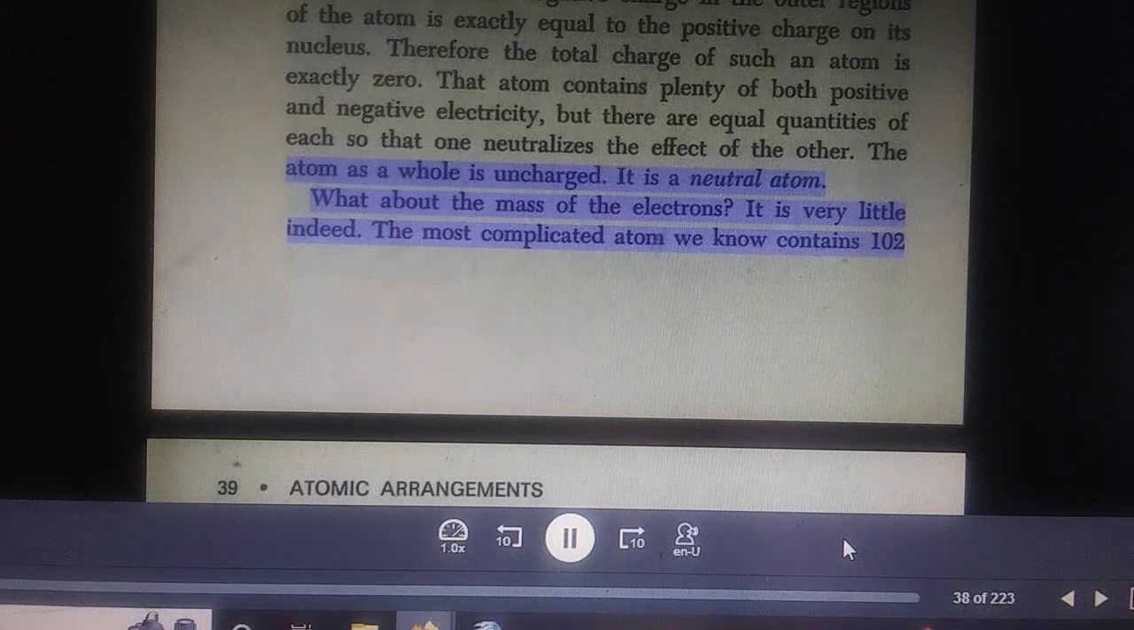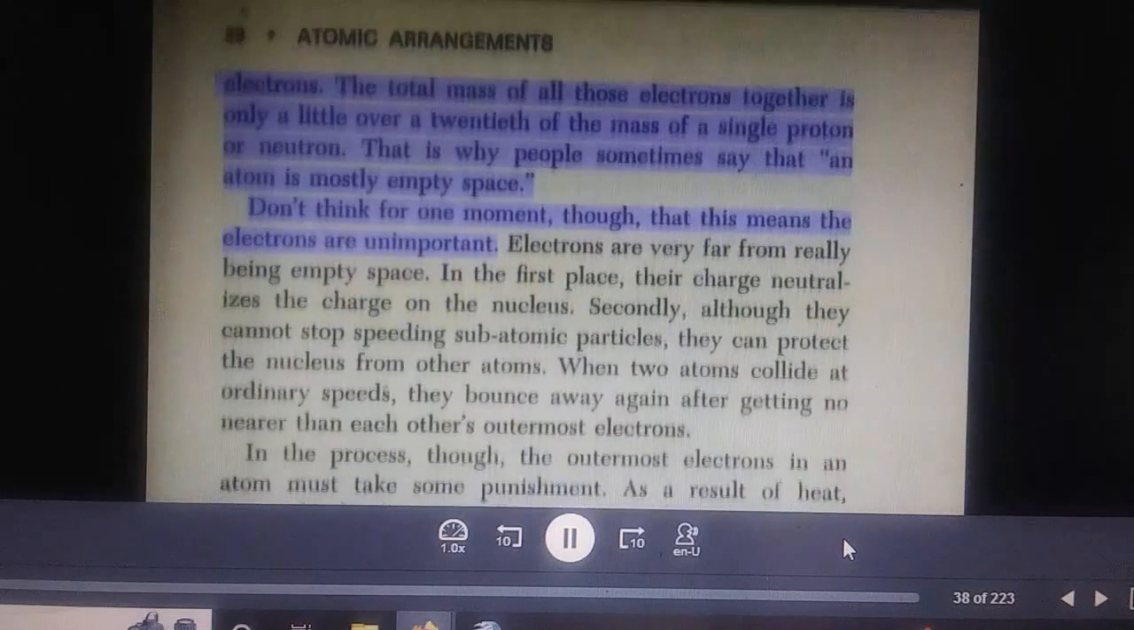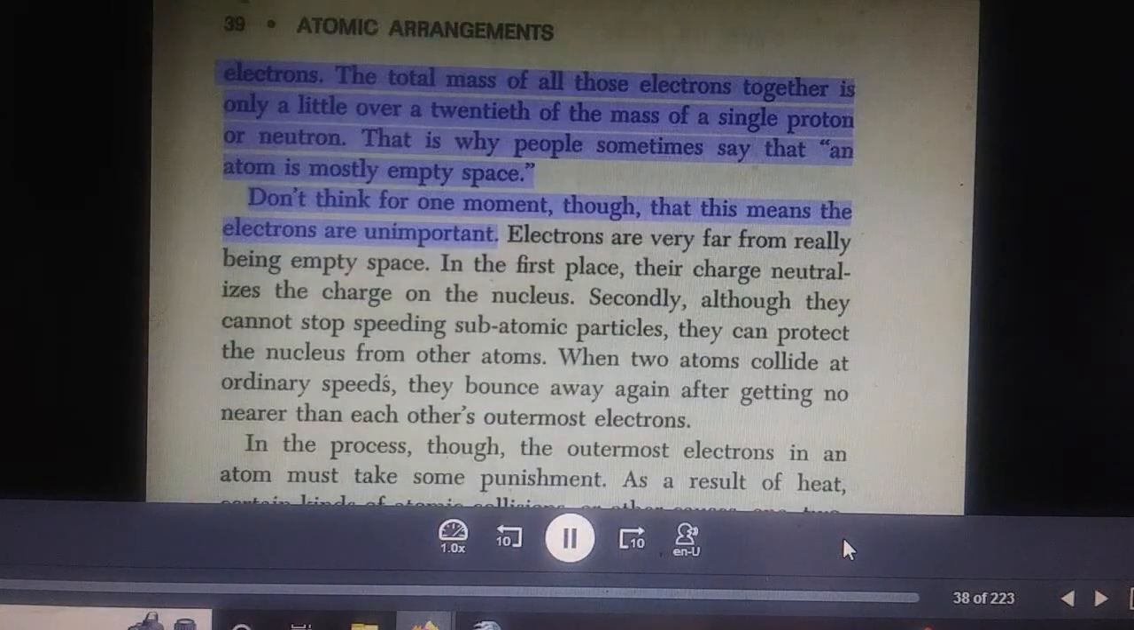What about the mass of the electrons? It is very little indeed. The most complicated atom we know contains 102 electrons. The total mass of all those electrons together is only a little over a 20th of the mass of a single proton or neutron. That is why people sometimes say that an atom is mostly empty space.